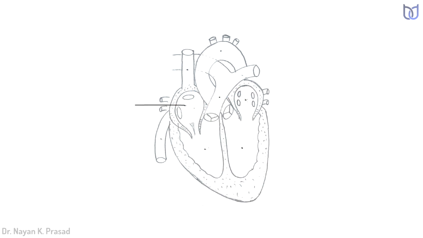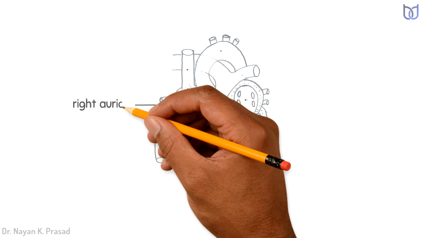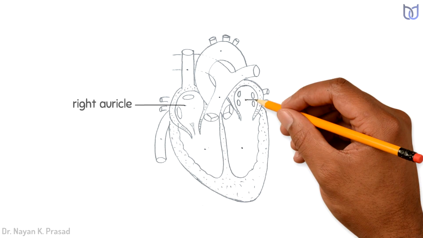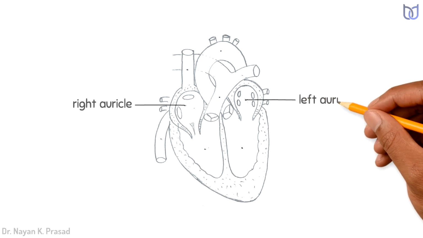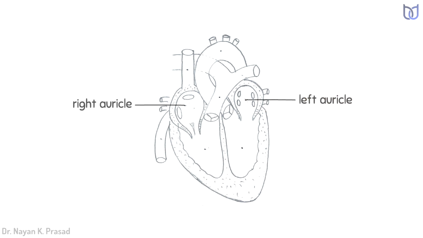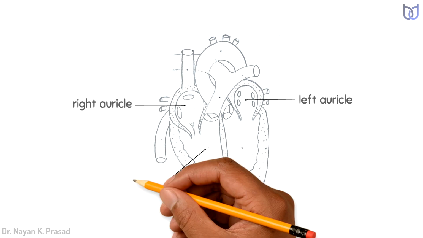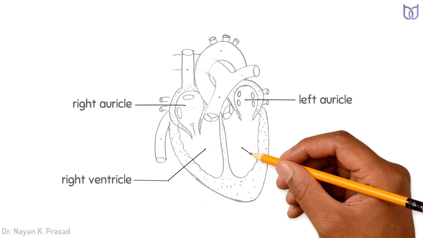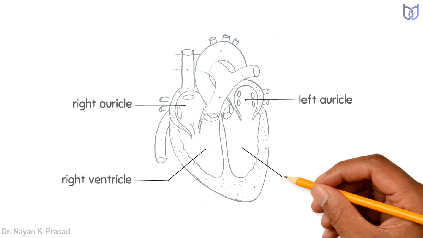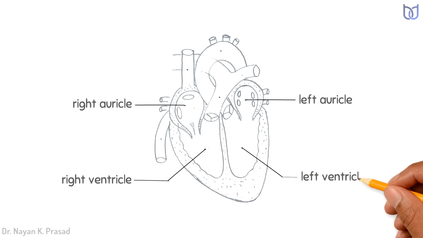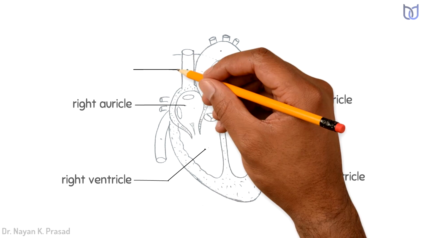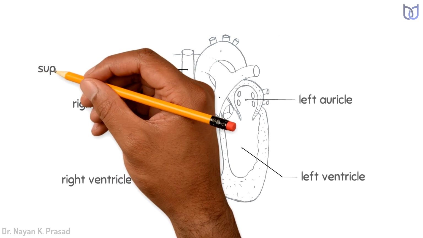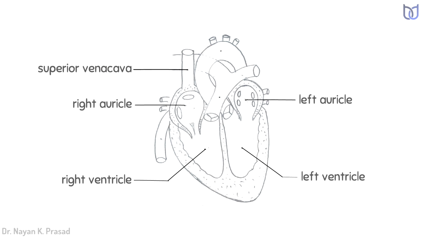This is the right auricle. On the other side, left auricle. The right auricle opens down into the right ventricle. Similarly, the left auricle opens down into the left ventricle. Thus, four distinct chambers. Right auricle receives two veins, one superior vena cava and another inferior vena cava.